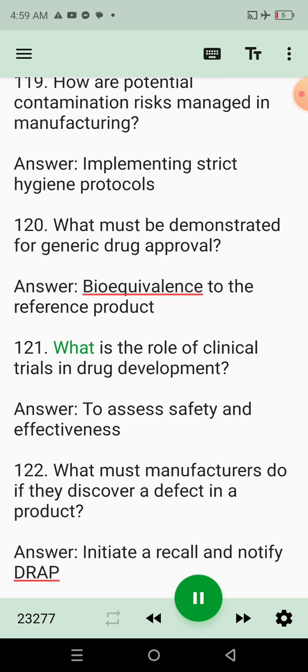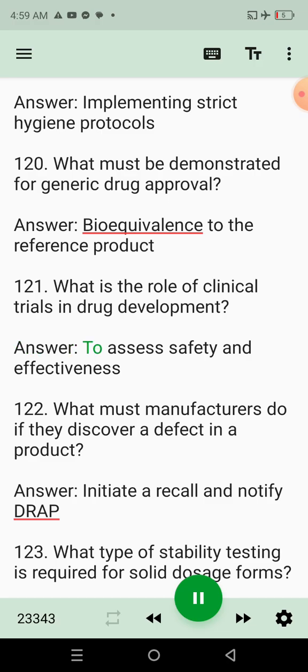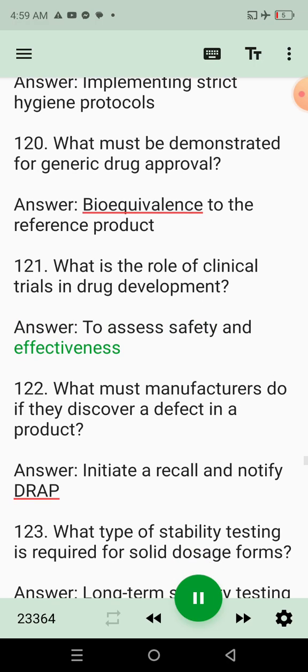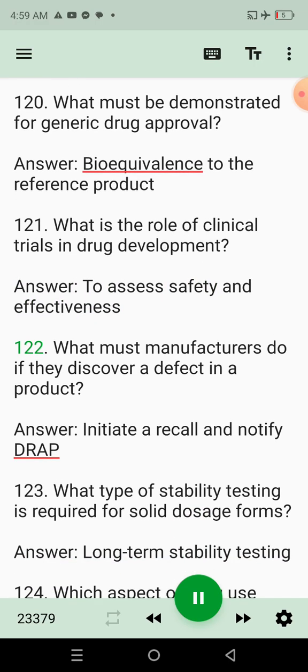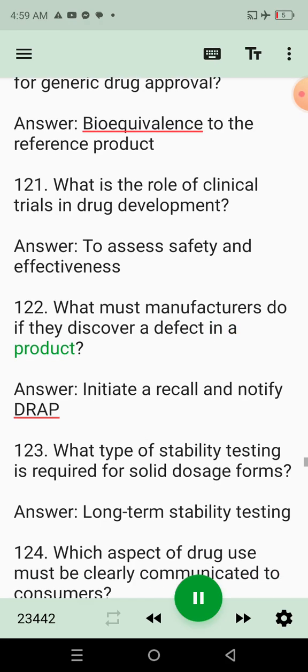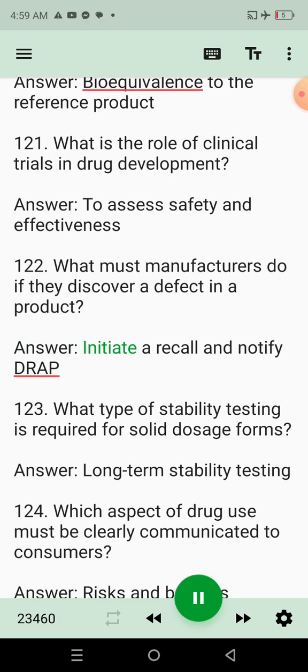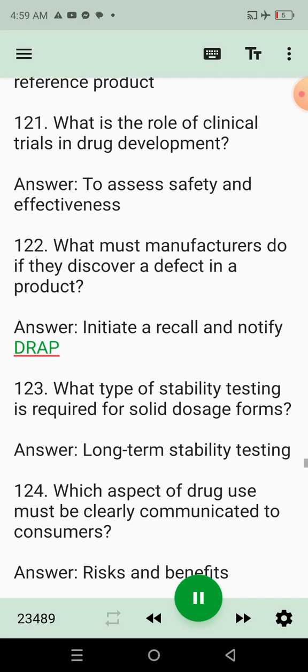121. What is the role of clinical trials in drug development? Answer: to assess safety and effectiveness. 122. What must manufacturers do if they discover a defect in a product? Answer: initiate a recall and notify DRAP.